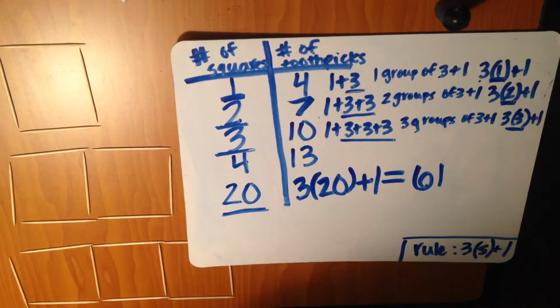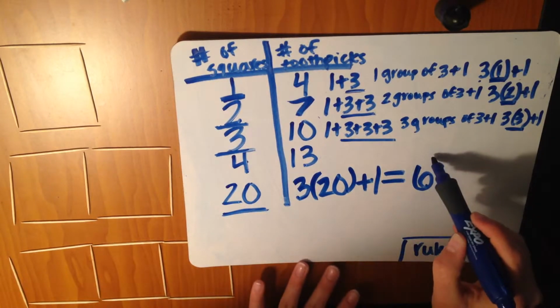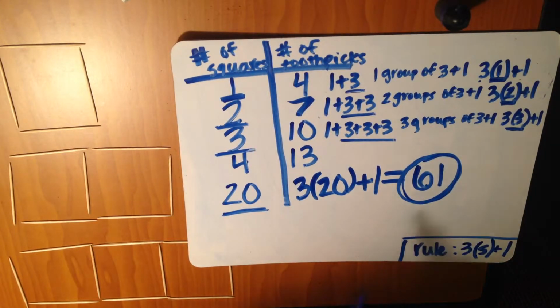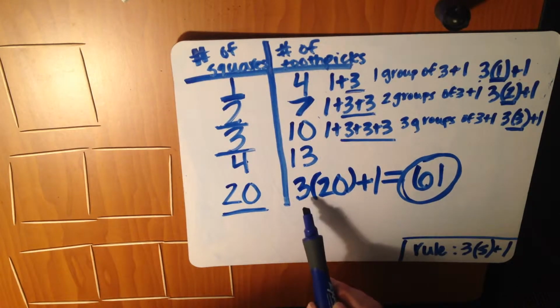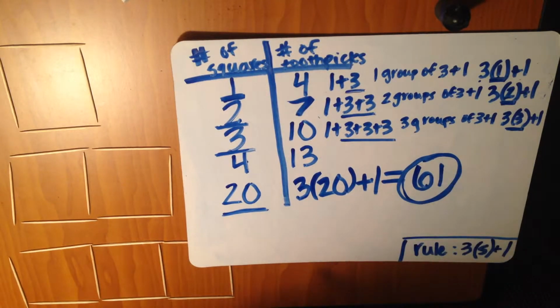So what this tells me is that if I have 20 squares, there will be 61 toothpicks in those squares. And I found that out by using my rule, which says that 3 times the number of squares plus 1 will give me the number of toothpicks. Alright, so now that we've found our 20th term, I want us to go back and check to make sure that this rule is correct.